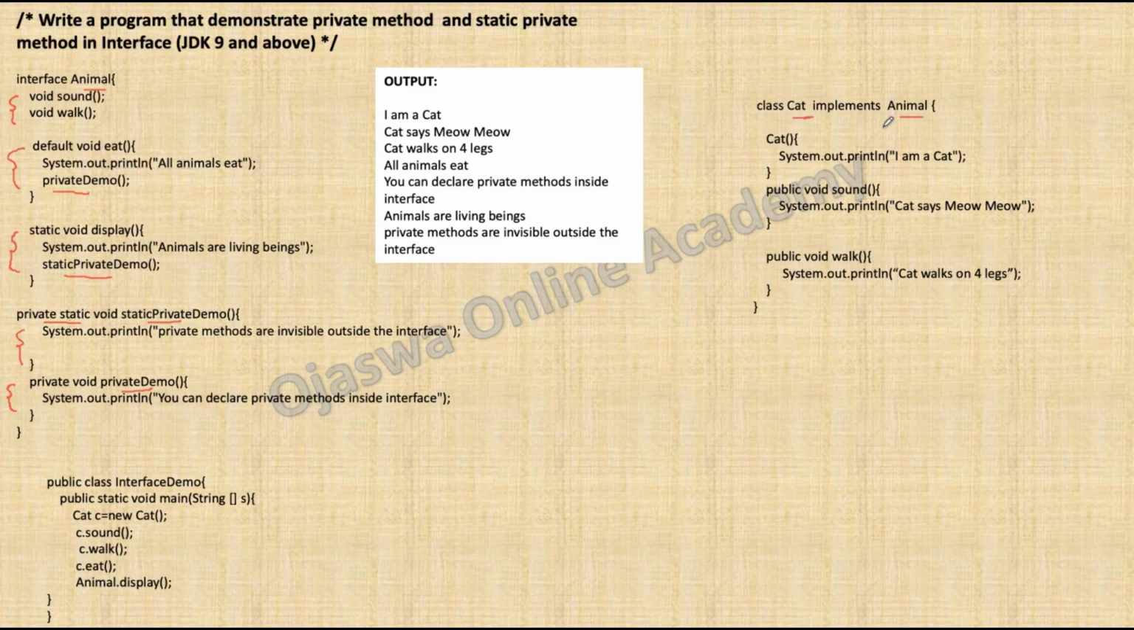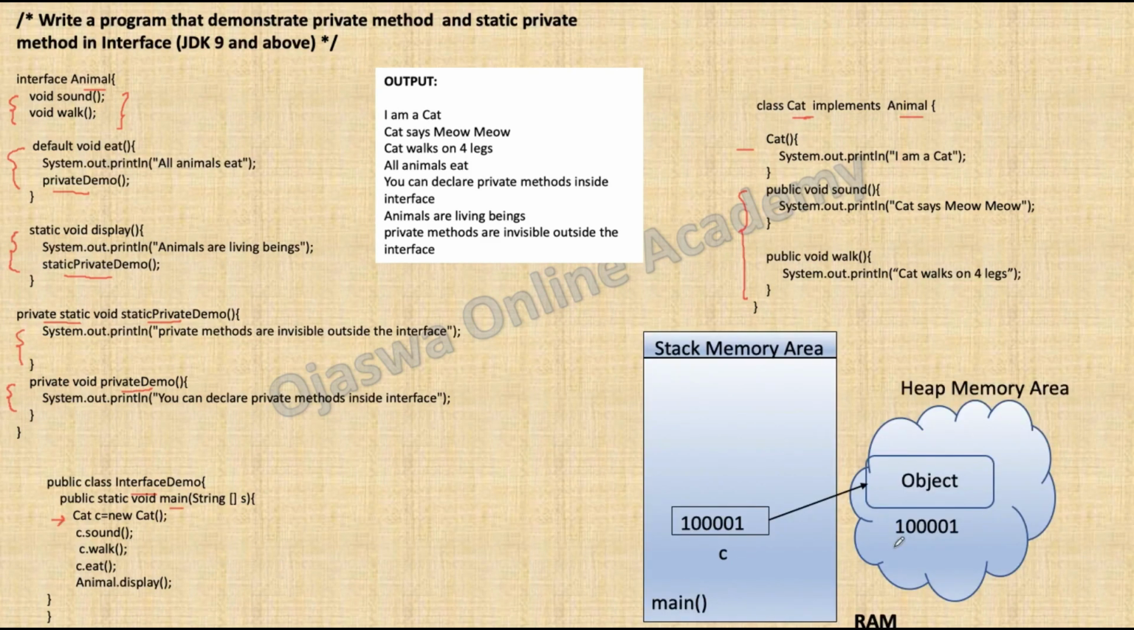So we have a subclass Cat that implements Animal. We have a default constructor. The abstract methods sound and walk are implemented. Then we have a class InterfaceDemo that has the main method. The first statement is object creation. As usual, the object is created on the heap and a reference variable is created on the stack. An implicit call goes to the default constructor of class Cat from here, and the code inside the default constructor is executed. I am a cat is printed to the console.